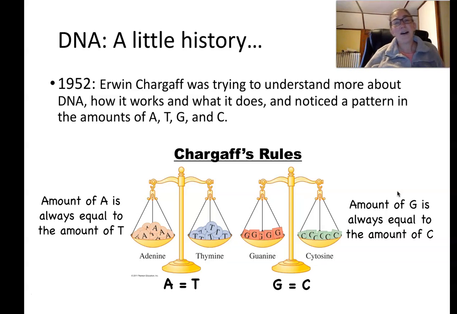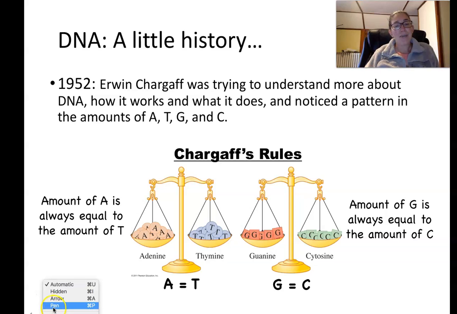But the first one of note that was really important was Erwin Chargaff. And Chargaff took DNA from different organisms, and he basically just measured the amount of adenine, thymine, guanine, and cytosine in the DNA of different organisms. And he found different organisms had different proportions of each, but no matter what organism he looked at, they always had the same amount of adenine as thymine, and the same amount of guanine as cytosine.